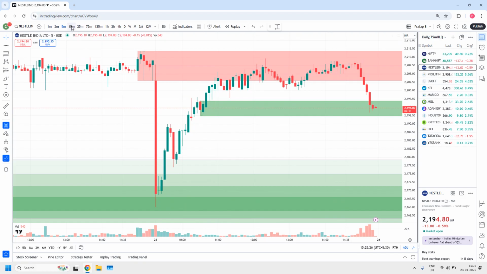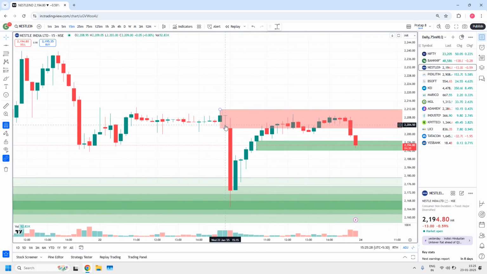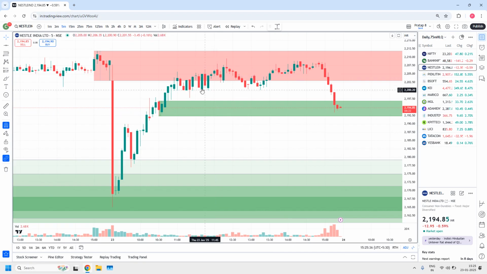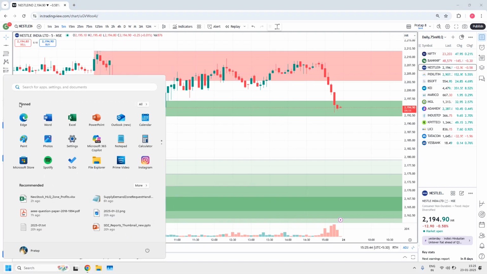This is the 15 minute zone. Our rally base drop. And finally, you would have booked your profit at 10:55, 5 minutes candle. And this is how much profit Nestle has given.